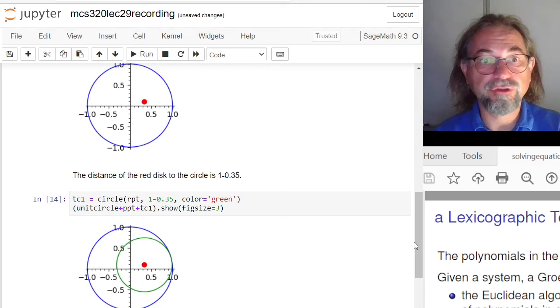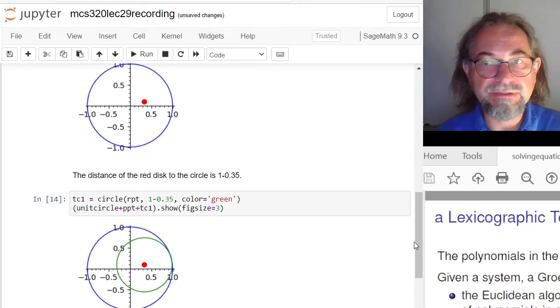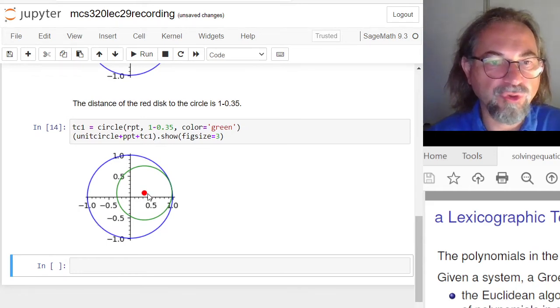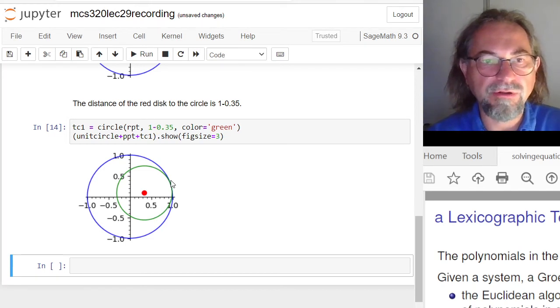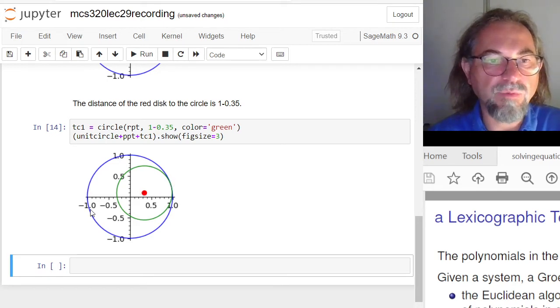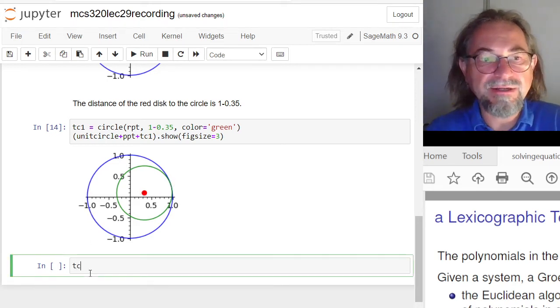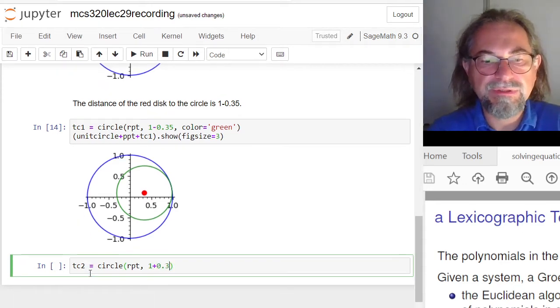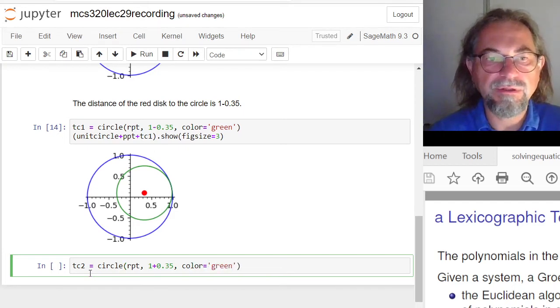So that is the first touching circle. This is the inner touching circle. There is also an outer touching circle. When it touches here, the shortest distance to the circle is 1 minus 0.35. The farthest one is 1 plus. So the second touching circle has a radius 1.035, and I will also color this circle in green.